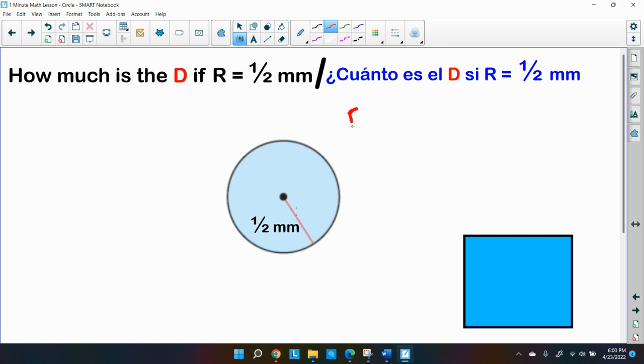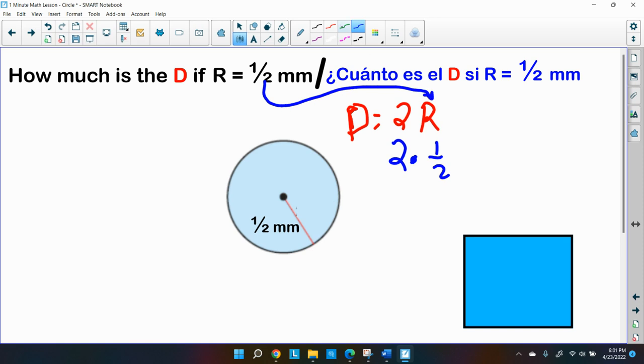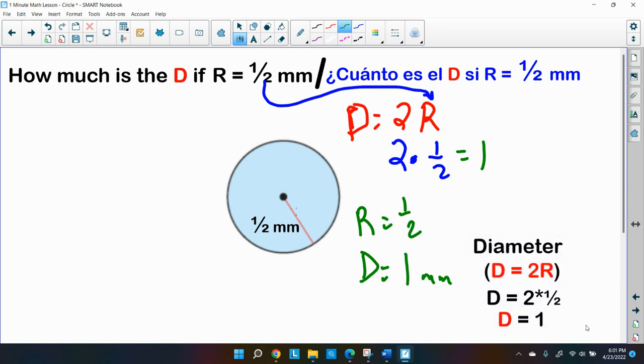The diameter, D for diameter, equals 2 times the radius. So all I got to do is take 2 and multiply it by 1/2, which is the radius. So 2 times 1/2 equals 1, or half of 2 is 1. So the radius is a half, and 2 times that is the diameter. So the diameter is 1 millimeter. So that was a cute one with fractions. I haven't done that in a while.